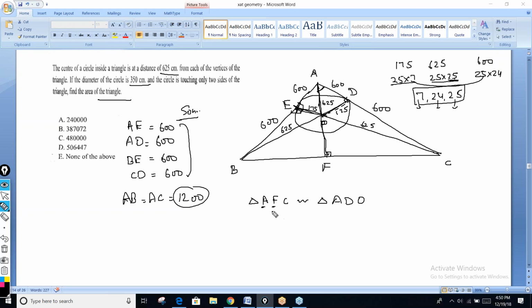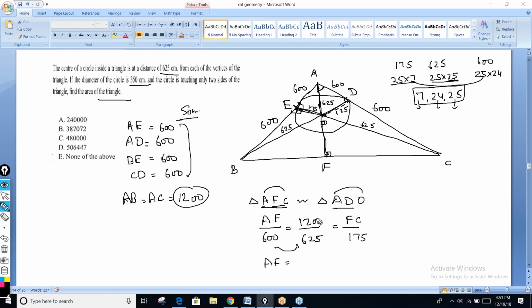So now I can find the value of AF and FC also. AF we do not know. AD is 600. AC we know is 1200. AO we know is 625. FC we do not know. DO we know, DO is 175. So we can get the value of both AF and FC. If I use these two, I'll get the value of AF.